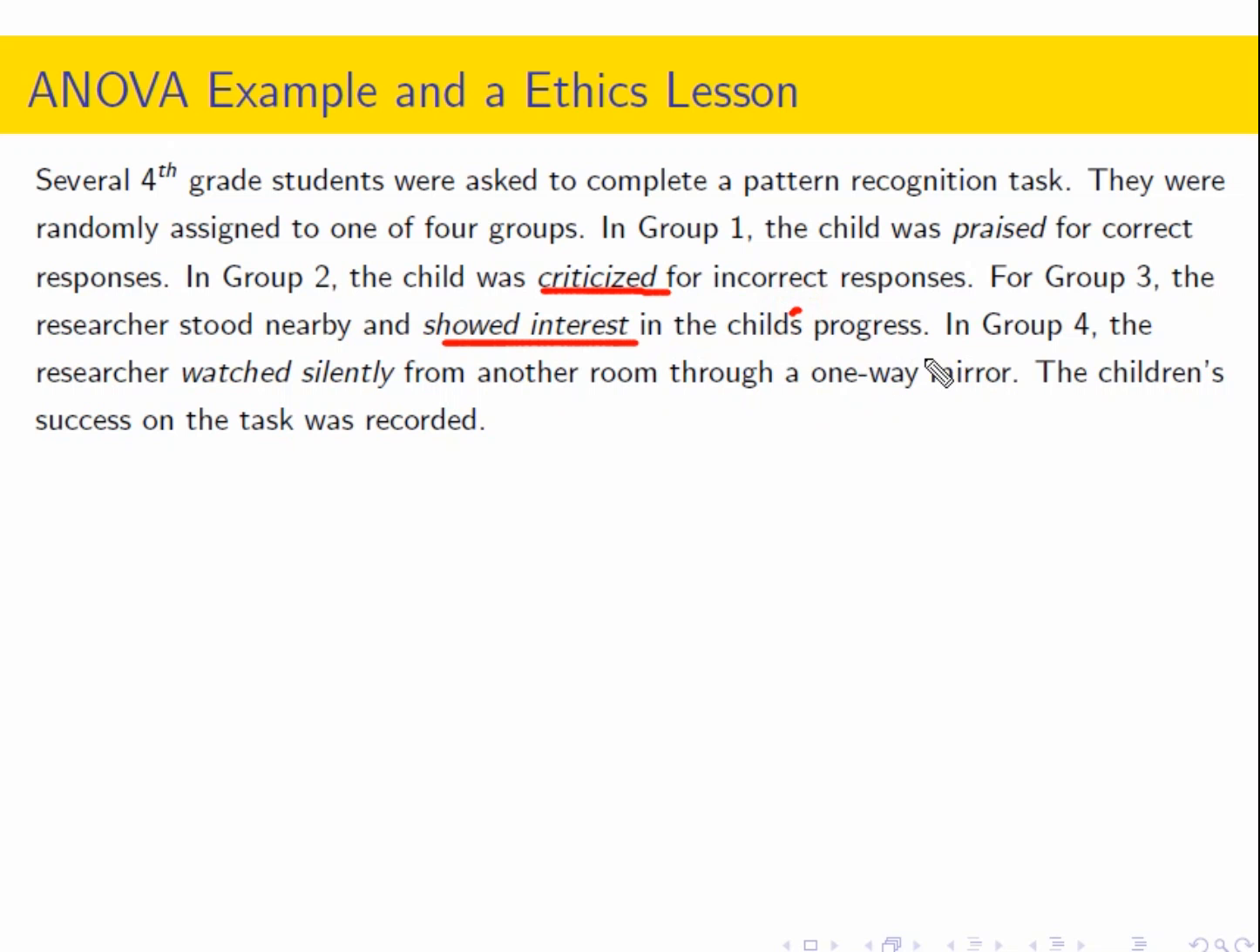And in group 4, the researcher watched silently from another room through a one-way mirror, and the children's success on the task was recorded. Okay, so let's talk about a little bit of research ethics, right? I mean, these are kids who are probably damaged. They probably have to talk to a therapist when they become adults because they were traumatized in this research, where somebody criticizes them for getting something wrong in a research setting.